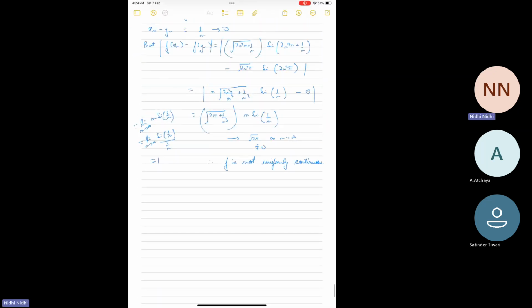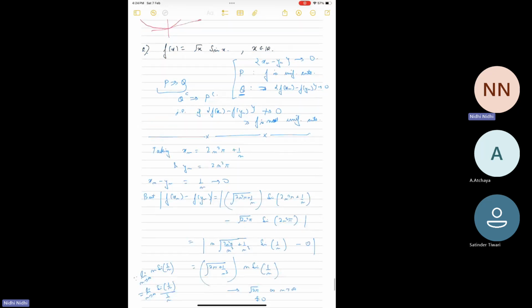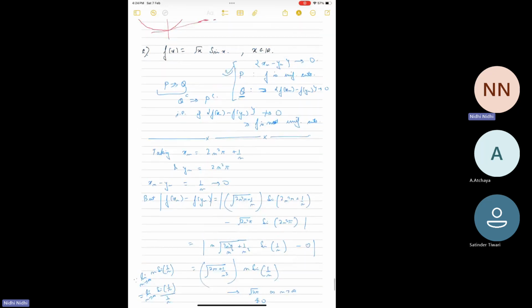I hope this is clear how this function is not uniformly continuous and how we used this result. So you should be able to observe the function not just by graph, because many times plotting the graph is a big deal in itself. If you want to plot root x sine x, that would again be a problem. Instead, we observed the values of the function.